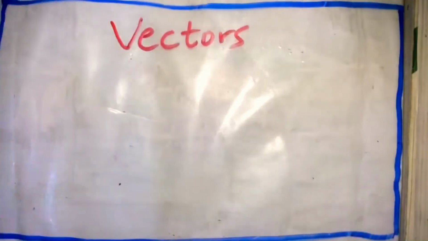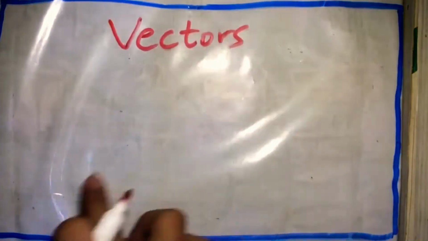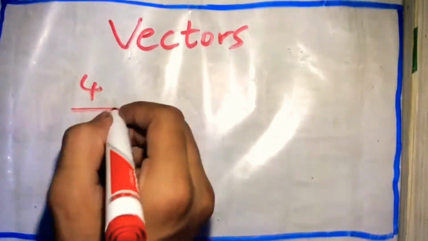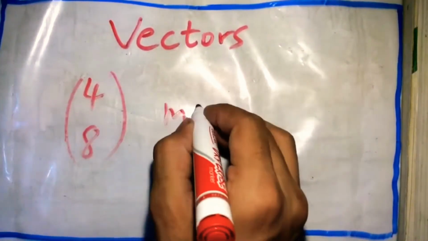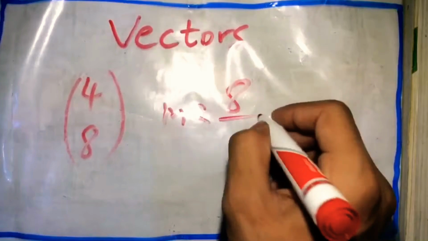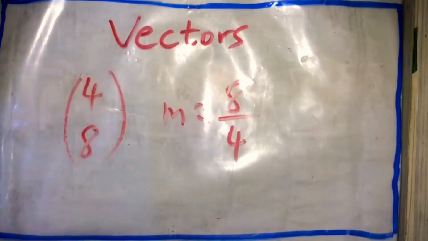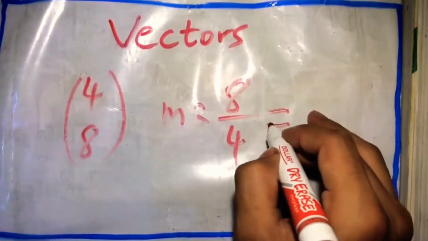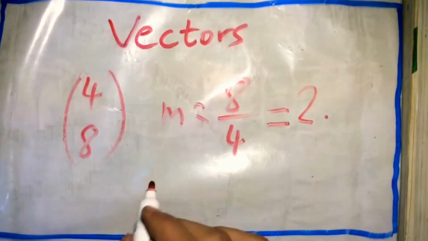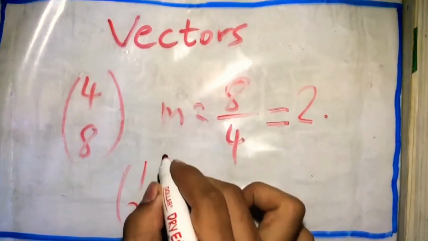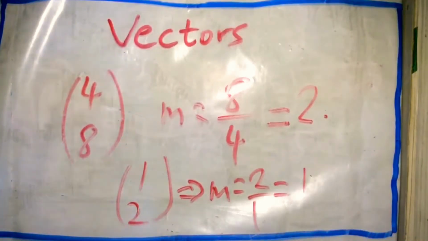Parallel vectors are those vectors which have the same direction. Therefore, they have the same gradient. In a vector, gradient can be found by dividing the lower value by the upper value, as this is the difference on the y-axis and this is the difference on the x-axis. So the gradient of this vector would be 2. Now if there was another vector (1, 2), the gradient again would be 2. So these two vectors are parallel.